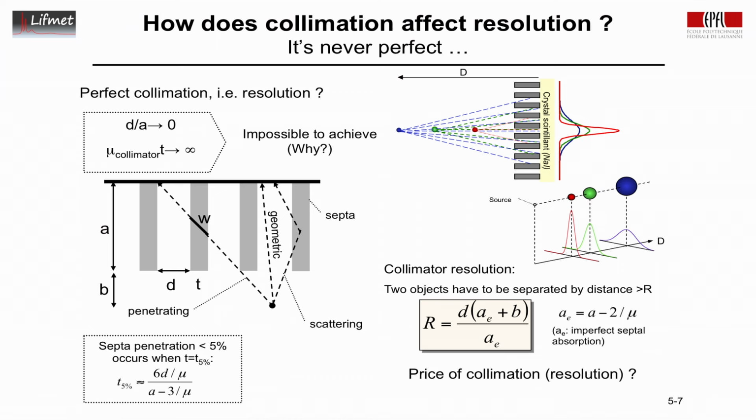So what is the price of collimation? We have seen that good collimation, we have the expressions here, can give us good resolution. What are the consequences of wanting to go to very good resolution? I've already hinted at this a bit. The price is sensitivity.